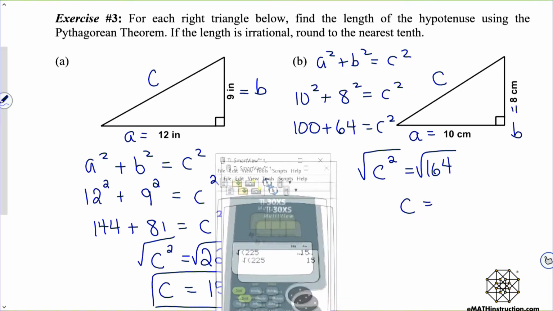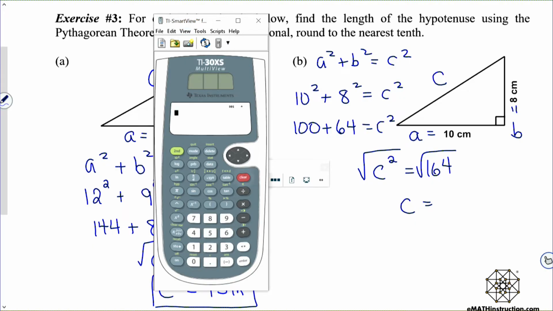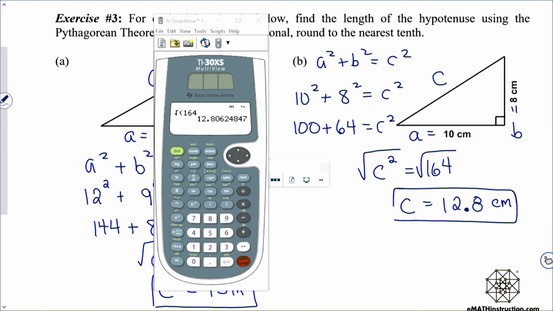and let's see what the square root of 164 is. All right, so the square root of 164. 164 is not a perfect square, so we get this messier answer, and rounded to the nearest tenth, we'd get 12.8 centimeters.